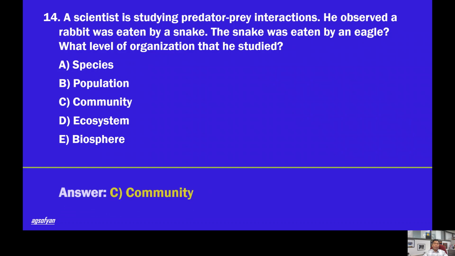Yes, the answer should be C. So this is the community level. Remember, a community consists of living organisms only, so different species. It is not population, because a population is a study of one species only. For example, if the study is only about rabbits, then it would be population. This one consists of rabbit, snake, and eagle, so this is community level.